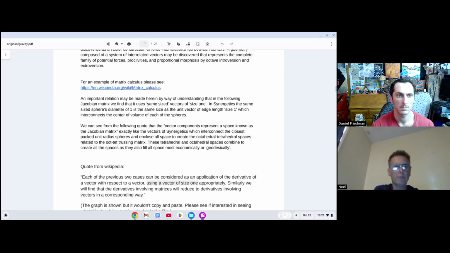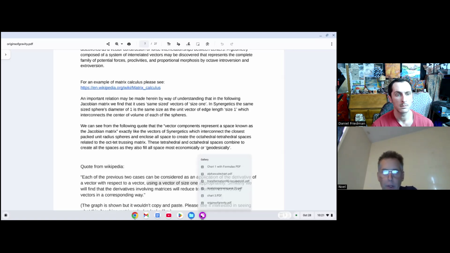In synergetics, the same size sphere's diameter of 1 is the same size as the unit vector of edge length size 1, which interconnects the center of volume, mass, and gravity of each of the spheres, right? Now, we can see from the following quote that the vector components represent a space known as the Jacobian matrix, exactly like the vectors of synergetics, which interconnect the closest packed unit radius spheres and enclose all space to create the octahedral tetrahedral spaces related to the octet trussing matrix. These tetrahedral and octahedral spaces combine to create all the spaces as they also fill all space most economically or geodesically.